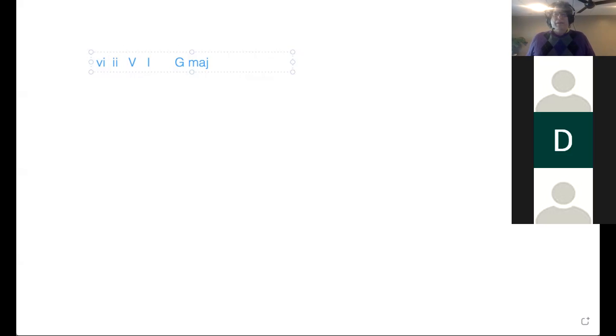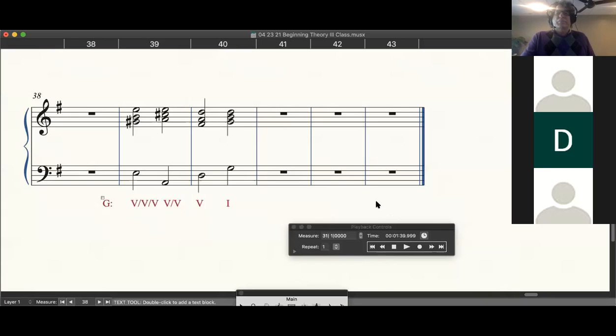Okay. Let's take a look at my answer just to see how that goes. So here's my answer. Are you seeing Finale, guys? Okay. So the 6 chord is just an E minor chord. Remember, count from G up 6 or down 3. That's an E minor chord. And then you have an A minor chord as the 2 chord, and then the 5 chord is D and G.